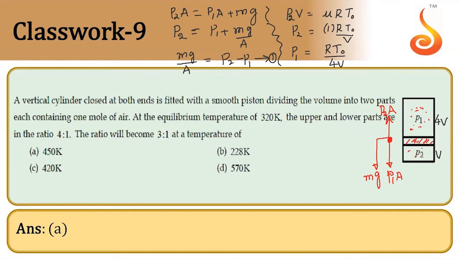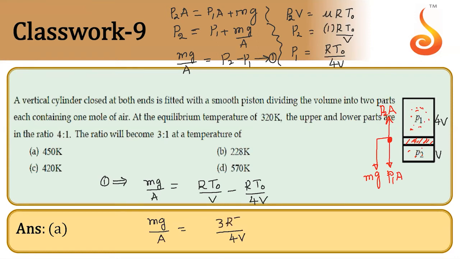Substitute this P2 and P1 in equation number 1. So if you substitute P2 and P1 in equation number 1, what you'll get here: mg by A is equal to R T naught divided by V minus R T naught divided by 4V. So mg by A is equal to, 4V is the LCM here, so 3 RT naught by 4V you will get here. This is equation number 2. Copy till here, children.